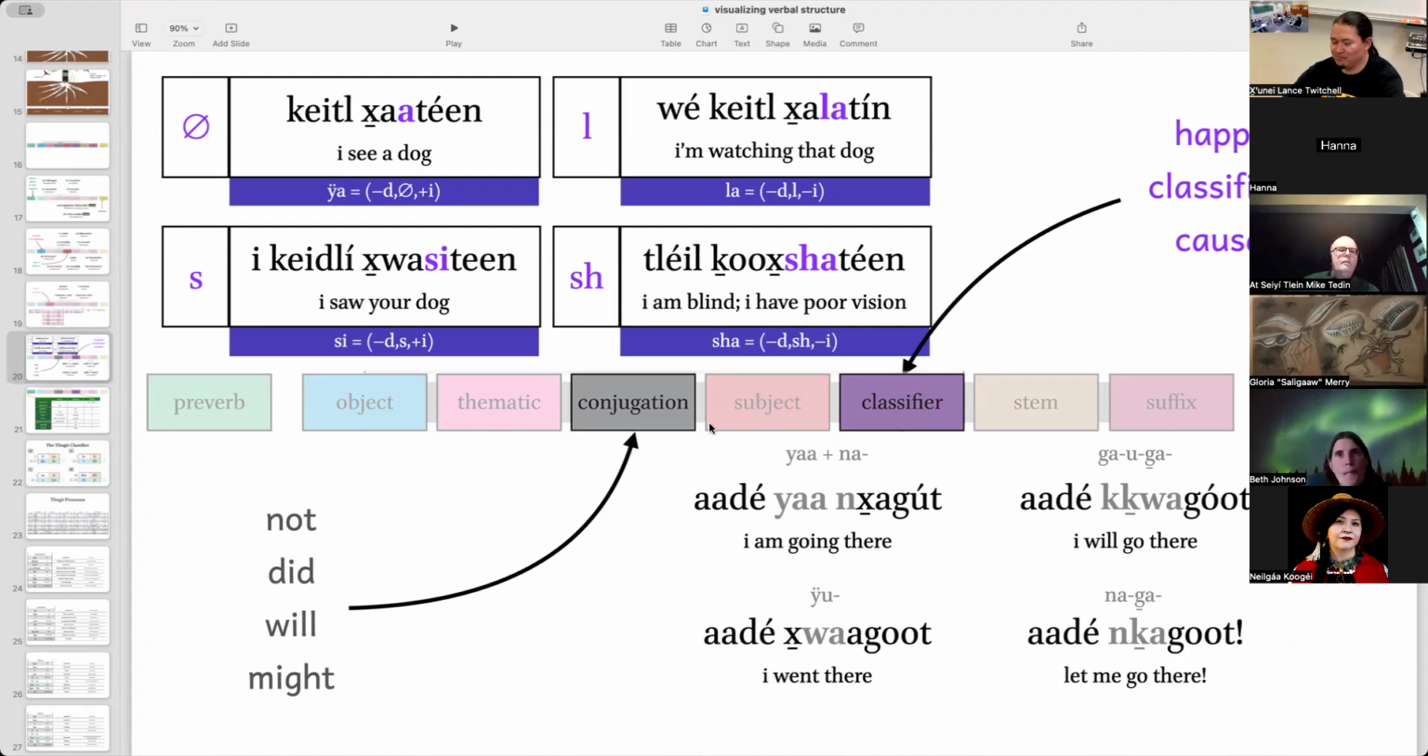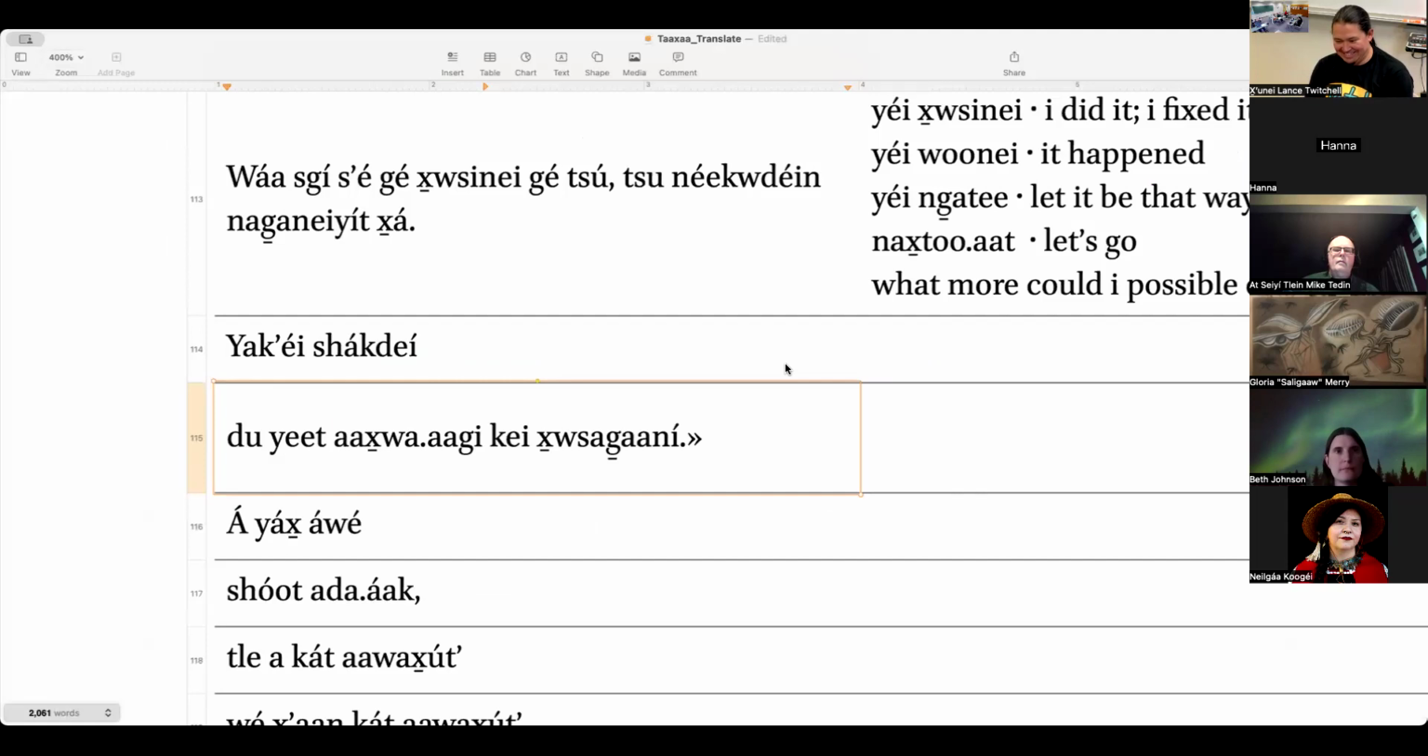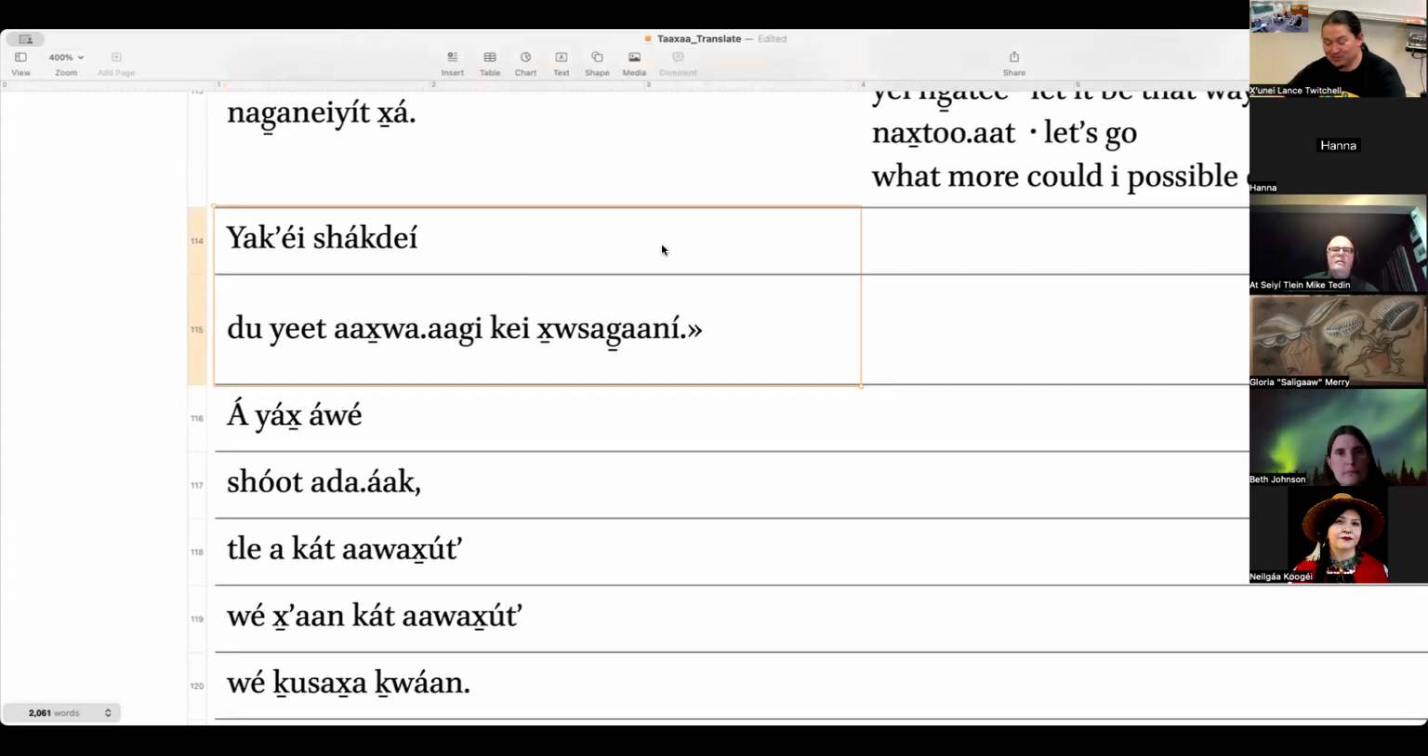Back to Táax'aa. Who would like to read our next sentence?